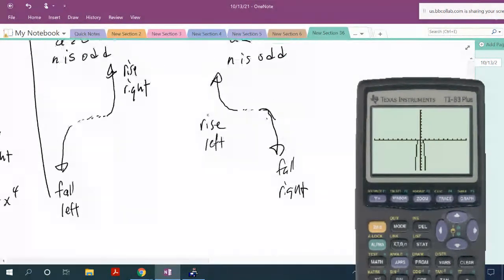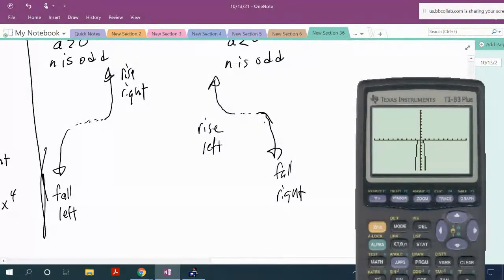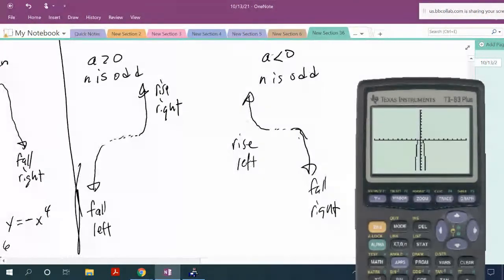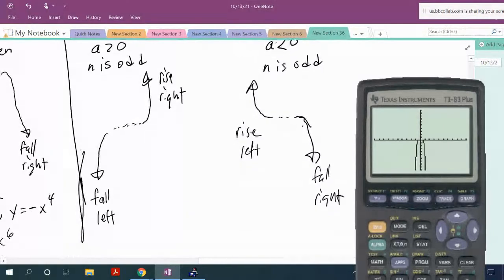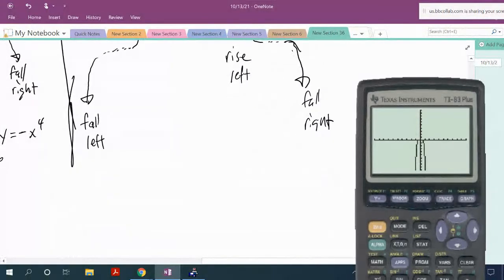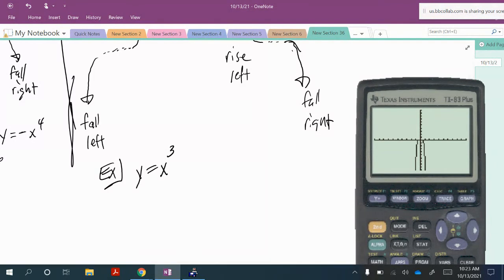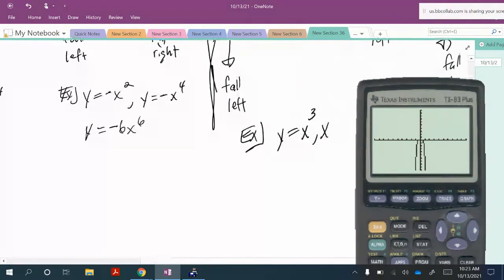So let's take a look at some examples. We'll take a look at this first setup. Our leading coefficient is positive, but our power is odd. So we have x cubed. We also have x.